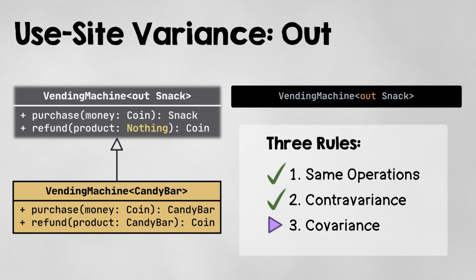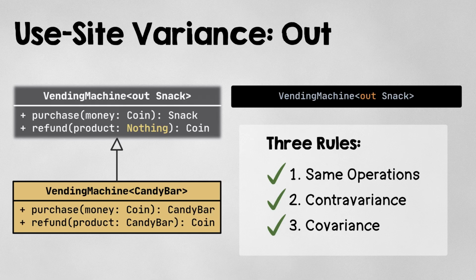And then rule number 3, covariance. The return types of the refund function are the same, so that's good. And then as for the purchase function, the return types are simply determined by the type argument. So as long as this is the same as or more specific than this, then the rule is satisfied. If not, this won't be a subtype. So by changing the parameter type of the refund function, Kotlin satisfied rule number 2 for us, which gave us the subtyping that we wanted.